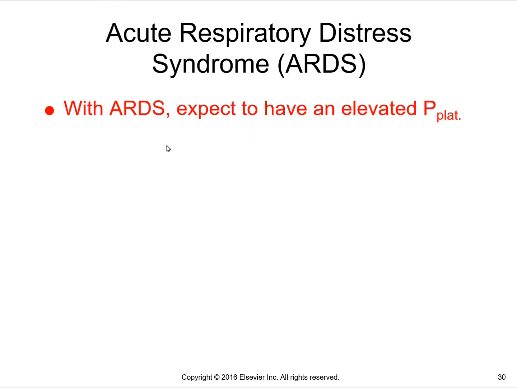Again, when we have ARDS, acute respiratory distress syndrome, and I'll talk about the pathophysiology of that next week, just remember that you will have elevated plateau pressure. Why? Because you're going to have a decreased compliance. Why? Because the lungs are going to get stiff. And that could be through some type of infection, or just something that's going on in the lungs.